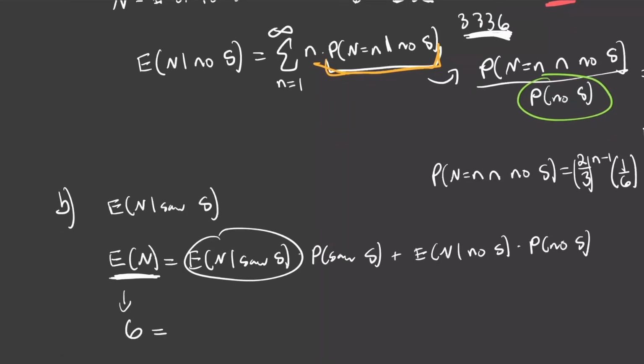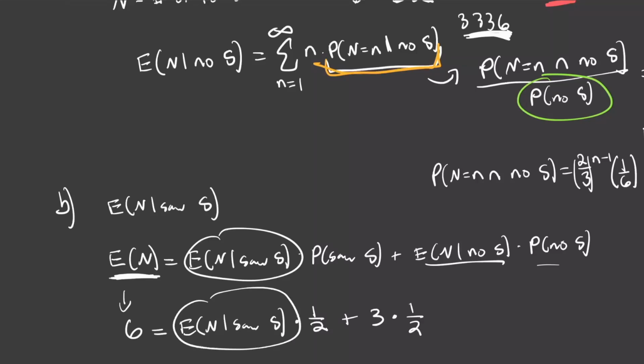And then we are solving, this is the value we're solving for, the expected value of n given that we saw a 5. We know the probability that we saw a 5 was just 1/2. We talked about that earlier. And then this right here, which we just calculated, was 3, the expected value of n given that we did not see a 5, and the probability of no 5 was equal to 1/2. So to solve for this, this would just be equal to 9. That's what would make this equation work.